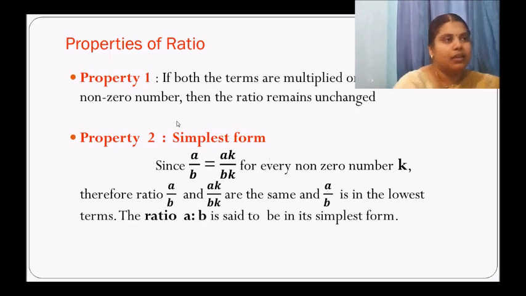Next we discuss the properties of ratio. First property: if both the terms are multiplied or divided by a non-zero number, then the ratio remains unchanged. Next, property number 2, simplest form. Since A by B is equal to AK by BK for every non-zero number K, the ratios A by B and AK by BK are the same. When A by B is in the lowest terms, the ratio A is to B is said to be in its simplest form.